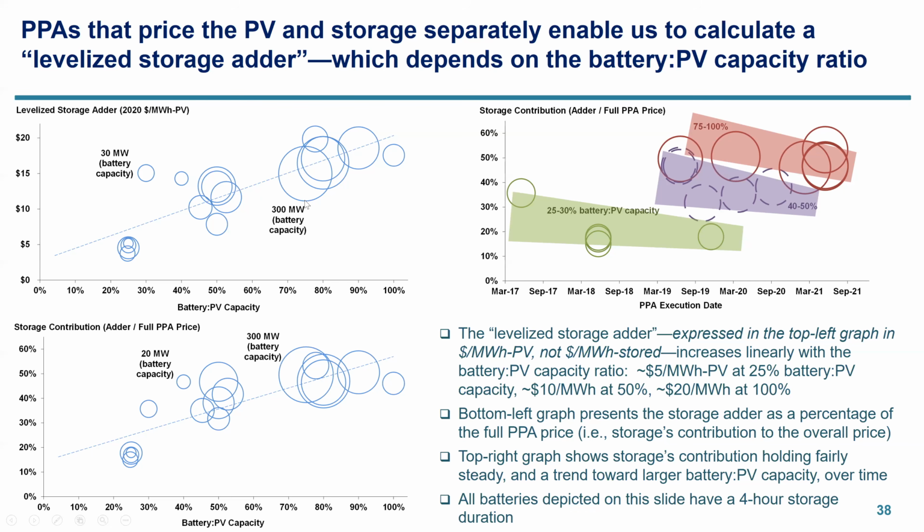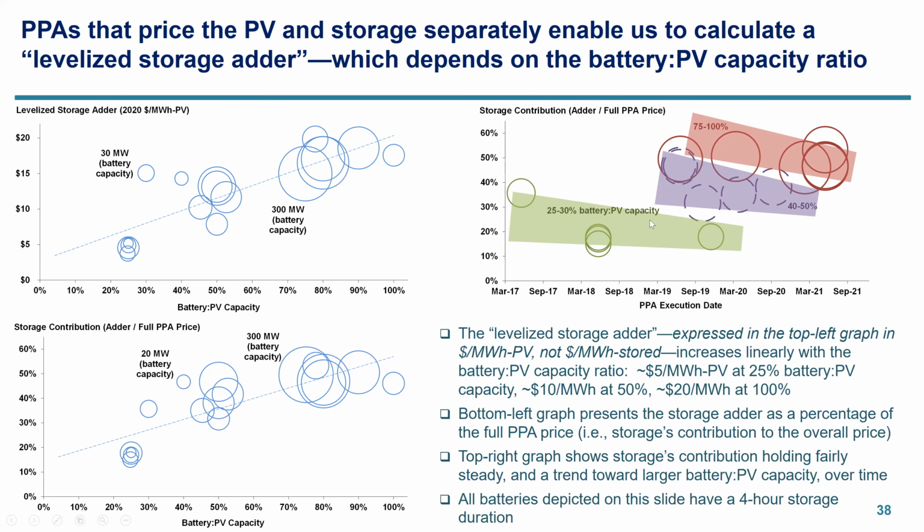So you can see in the upper left here that adding a battery increases your PPA price by anywhere from maybe $5 per megawatt hour if you have a relatively small battery, up to maybe $20 per megawatt hour if you size the battery at parity with the PV plant. The graph in the upper right attempts to tease a time trend out of the data here by binning all of the different adders into three different size buckets.